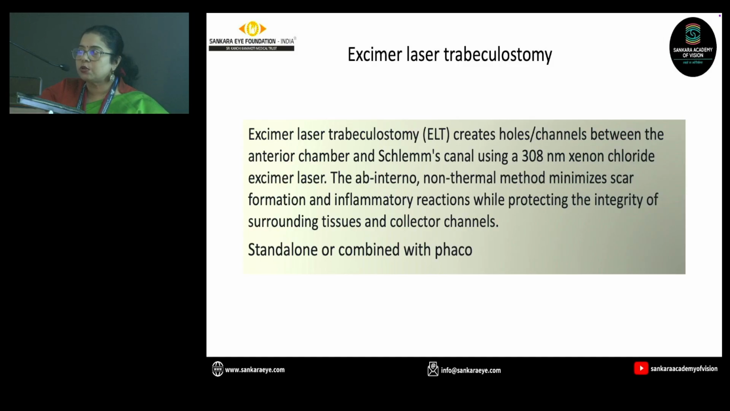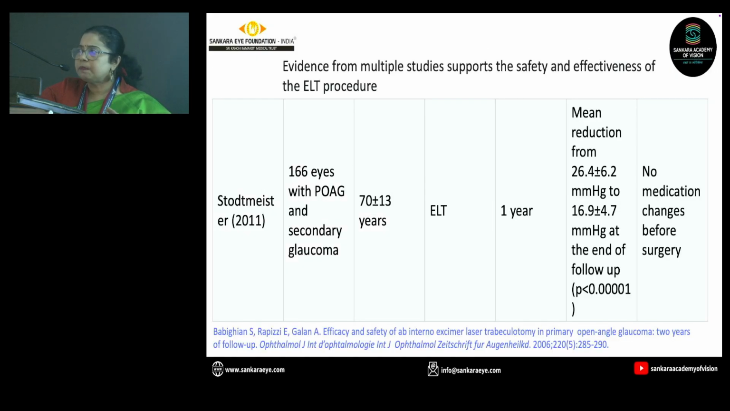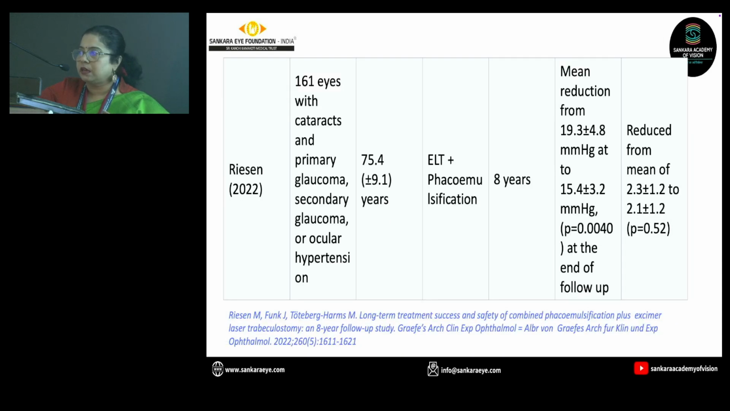Basically, it creates holes or channels between the anterior chamber and Schlemm's canal. Now, this is a probe which is used in ELT, and usually a corneal paracentesis is done, and through that the laser probe is introduced into the anterior chamber. The tip is approached under gonioscopic guidance until it touches the trabecular meshwork. You can see there are some bubbles and bleeding, which is the end point of the laser. There have been multiple studies on the ELT procedure, which showed relatively good safety and effectiveness.